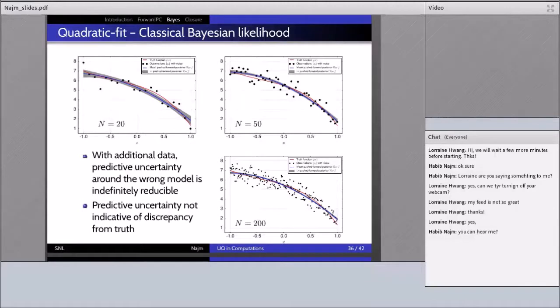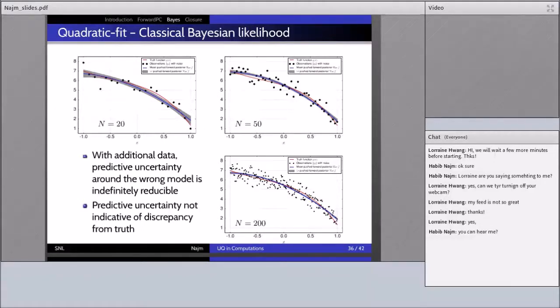The best fit polynomial is shown in red, and the gray bars show the uncertainty around it. In this classical picture without model error, as you take more and more data, the uncertainty in your predicted model is simply smaller and smaller, because you learn more about the parameters. But you can see that the resulting model, even though it's wrong, we think we know it very well. We have a really good prediction with low uncertainty, but in fact, we're off. There is a distance between the model and the truth, which is in red.